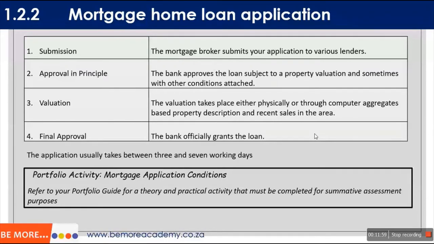Approval in principle. The bank approves the loan subject to a property valuation and sometimes with other conditions attached. Like in case they give you a quotation now, and you must approve the quotation, and then they will still tell you maybe there's building plans or whatever they need. They can add different types of conditions. And also the valuation, and the valuation in this instance will be done through a sworn valuator. And after that, they will issue you a final approval letter from the bank to say what all the conditions are. Any questions up to here?